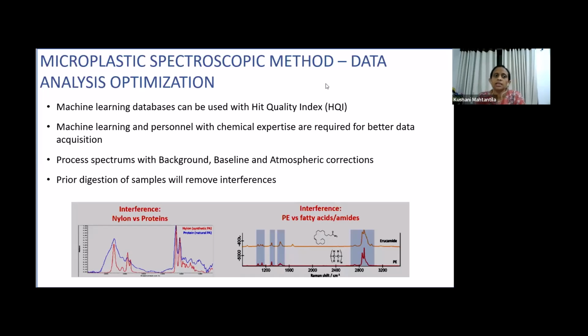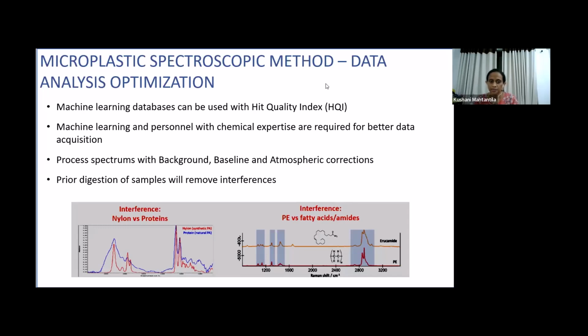So in the spectroscopic analysis, polymer libraries can be purchased, and we can compare our spectrum with the polymer library, and a hit quality index can be calculated. If the hit quality index is higher, the better the matching between the reference and our samples. However, machine learning with personnel with chemical expertise is recommended for better acquisition of data. The sample spectrum should be processed with background, baseline, and atmospheric corrections.